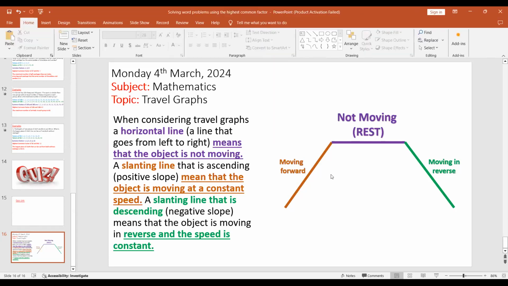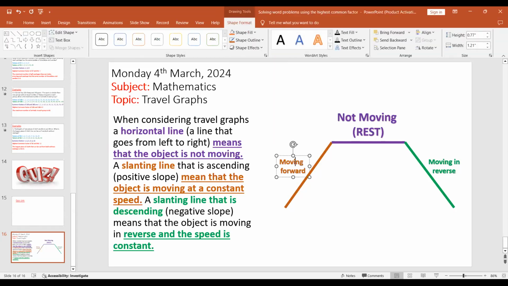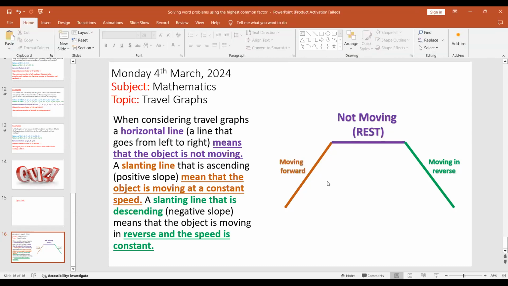Yeah, good. Now, so this one means that the object is moving forward. That means when we have a line that's ascending, that means that the object is moving forward. When we have a line that's horizontal, that means that we're at rest. We have a line that's going downward, it means that we're moving in reverse. All right. So, no, Jasmine. Jasmine, you're working with us today.